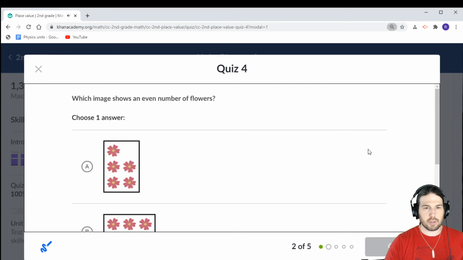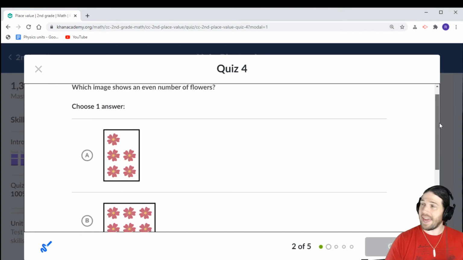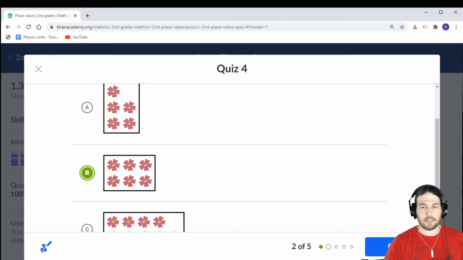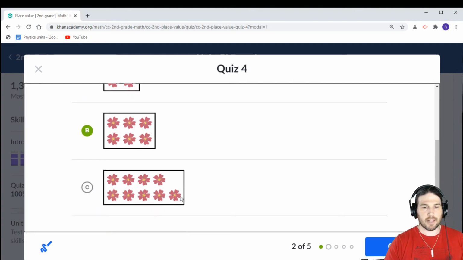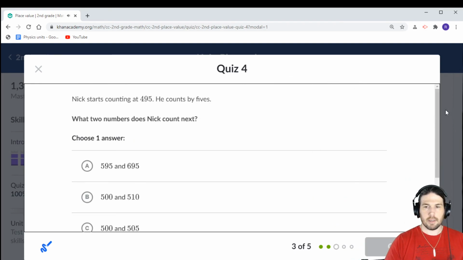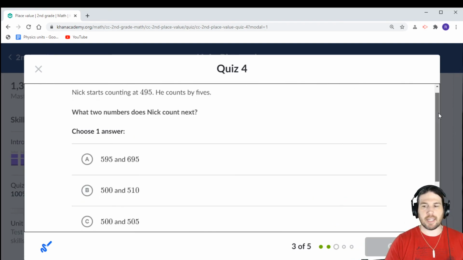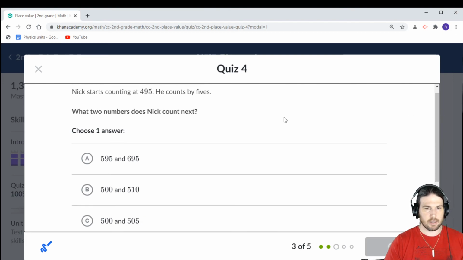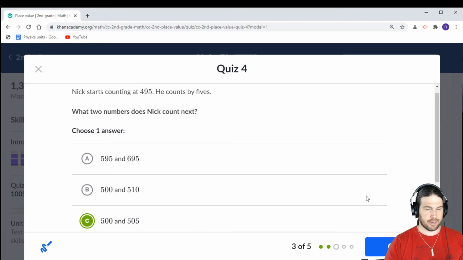Which image shows an even number of flowers? A has one flower without a partner. B looks even. C has one flower without a pair. Nick starts counting at 495. He counts by fives. What two numbers does Nick count next? Well, that would be 500 and 505.